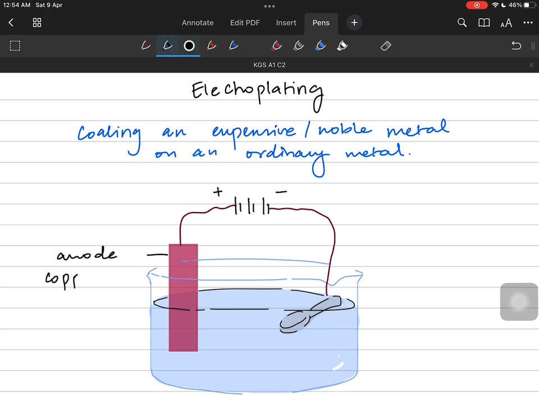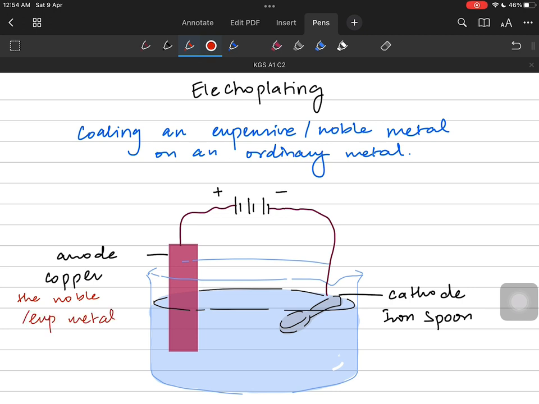So the copper, as a source of copper layer, will be our anode, and the iron spoon, which has to be coated with a layer of copper, will be used as the cathode. You need to make sure that they are connected to the correct terminals of the battery, obviously. The solution needs to have copper ions.